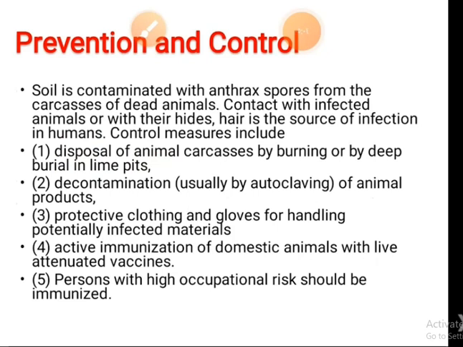Prevention and control of infection, of course, is by disposal of animal carcasses by burning or by deep burial in lime pits. The decontamination of animal products, protective clothing and gloves, active immunization of domestic animals, and persons with high occupational risk should be immunized.